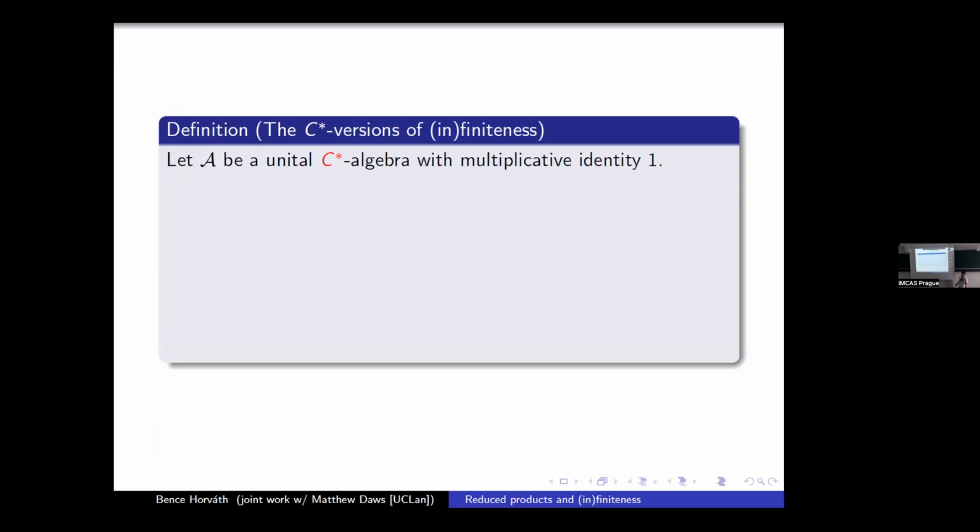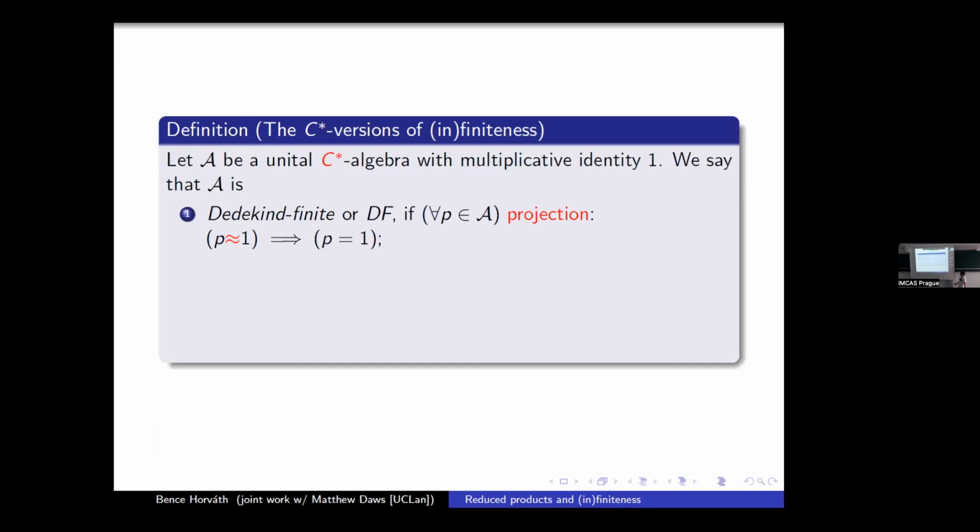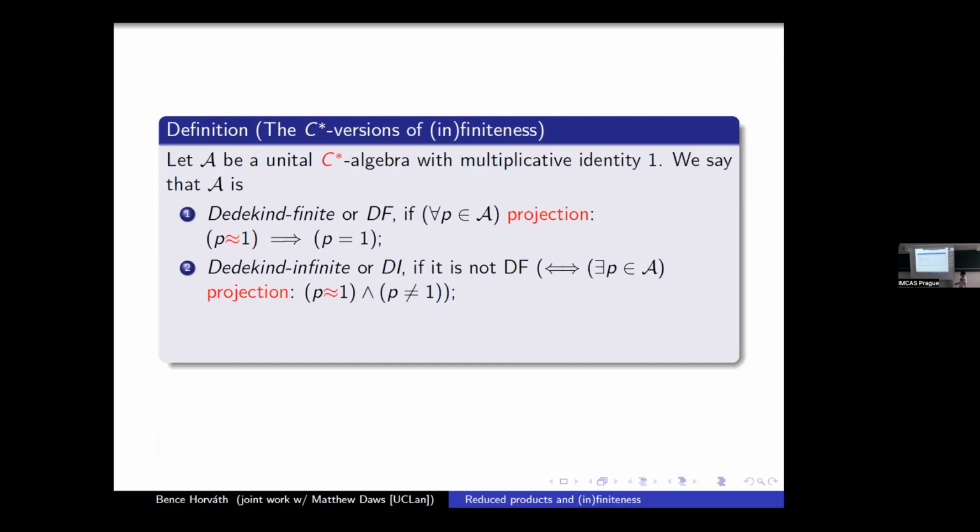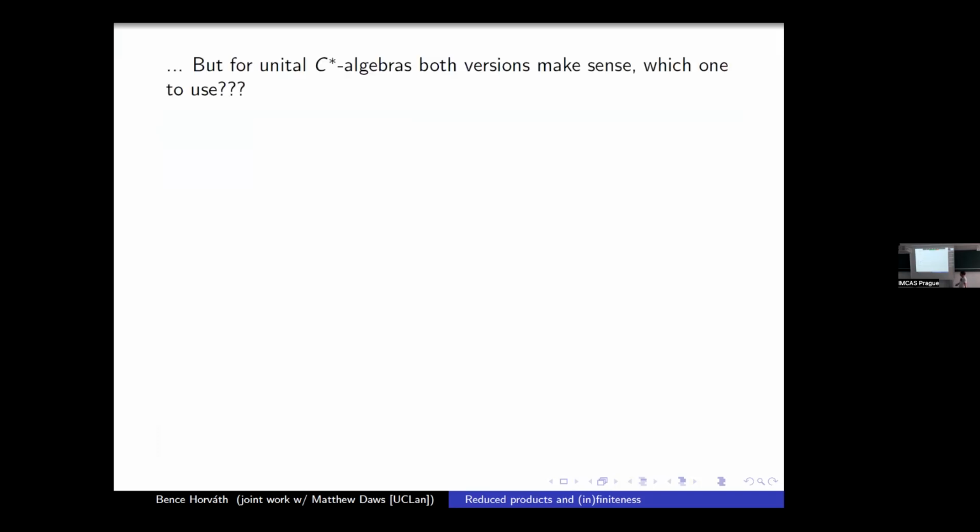So usually how you define these notions that I just said, these purely algebraic ones, in C-star algebras is as follows. You fix some unital C-star algebra with a multiplicative identity, and then you say that it's Dedekind finite, DF, if whenever you have a projection which is Murray-von Neumann equivalent to the identity, then it is the identity. And it's Dedekind infinite if it's not Dedekind finite, so there is a projection which is equivalent but not equal to the identity. And lastly, it is properly infinite if you find projections such that both of them are Murray-von Neumann equivalent to the identity and they are orthogonal to each other.